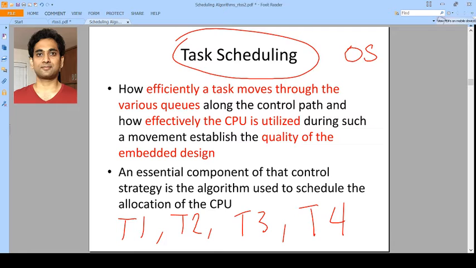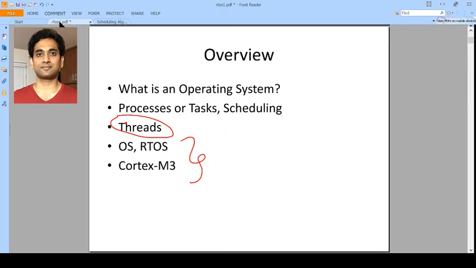Now, how efficiently each of these tasks moves through the various queues along the control path is a quantity of extreme importance. Also important is how effectively the CPU is utilized during the movement of these tasks. These together establish the quality of an embedded systems design. Let's go back to the lecture yesterday that we discussed.